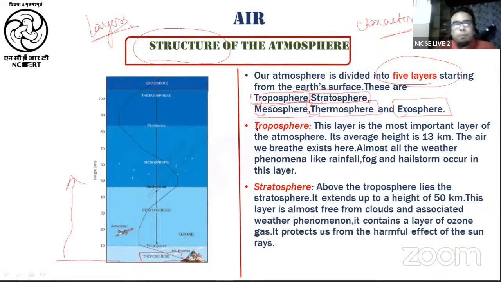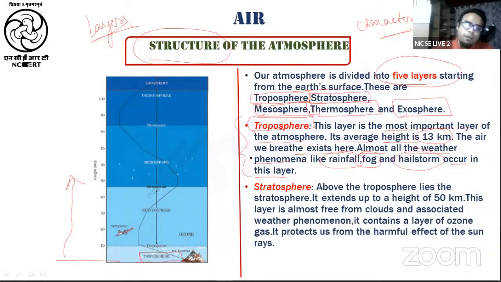Firstly, we will talk about the troposphere, which is the lowermost layer, the layer in contact with the surface of the earth, right? This layer is the most important layer of the atmosphere, and its average height is about 13 kilometers. So the height is 13 kilometers on average, and the air we breathe exists here, fine. And almost all the weather phenomena like rainfall, fog, hailstorm occur in this layer.